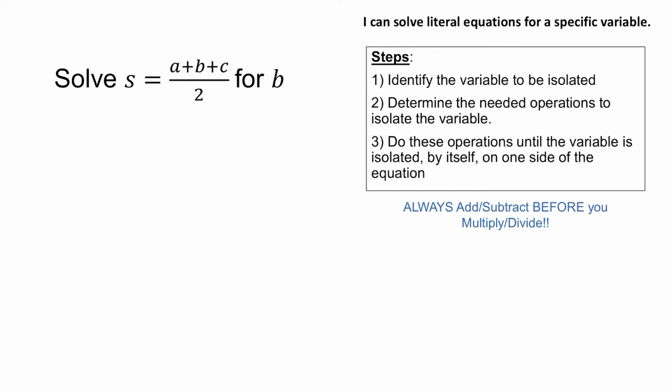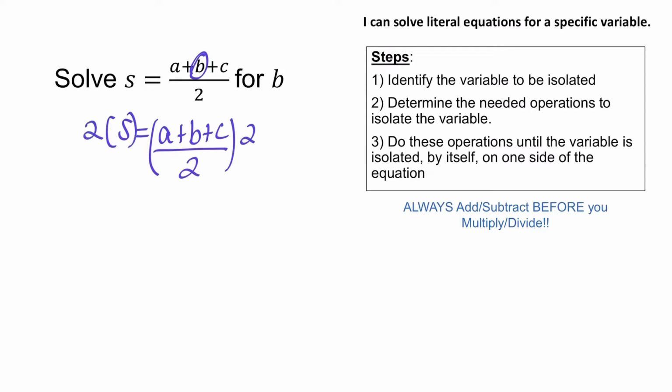So let's try solving s equals a plus b plus c over 2 for b. So I have a lot of things going on in this problem. First, notice that everything's being divided by 2. Then I have a and c being added to b, so I need to undo these operations. So since everything's being divided by 2, I'm going to start off and take my equation and do the opposite, which is multiply by 2. So I'm going to multiply the right side by 2 and the left side by 2.